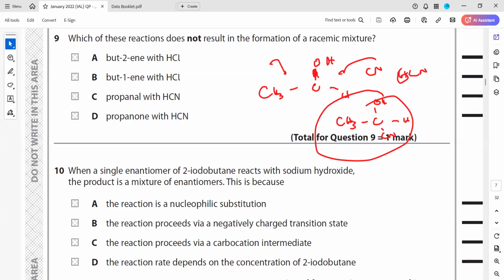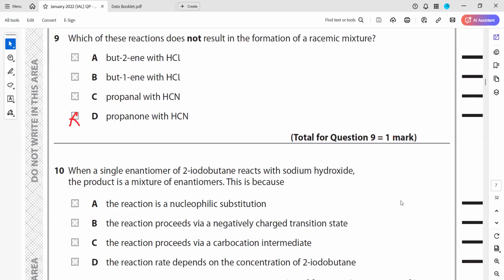So that's why D should be the right answer for this.